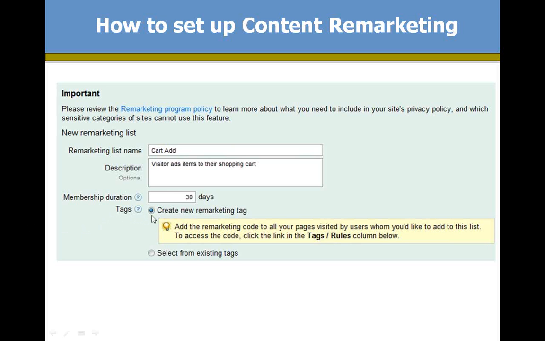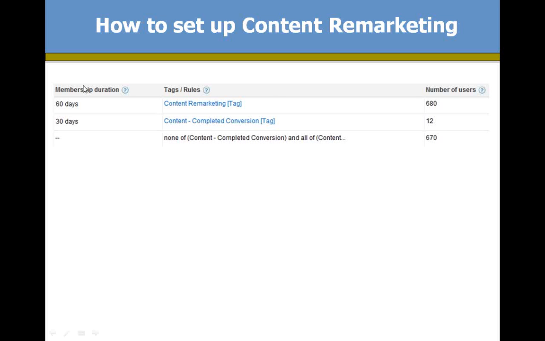Next, as I mentioned before, this whole process is based on cookies and the code snippets. And here is where you're going to say, let's make a new tag. So after you've got all this set, you save it, and it brings up this page. You can see where the membership duration is, and all of your tags and rules, and the number of unique users that you have. So for instance, my content remarketing tag has 680, and then again a more advanced one of where someone actually completed the conversion is 12.